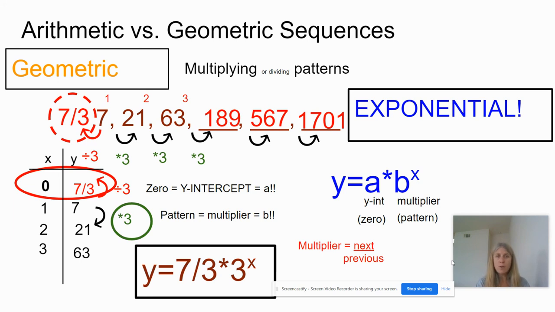So our focus today is we're going to be looking at sequences and we're going to determine whether they are arithmetic, adding or subtracting patterns, or geometric, which is multiplying or dividing patterns. And then you're going to go ahead and find the equation, the explicit equation of these patterns in our activity that we're going to work on in Desmos today.